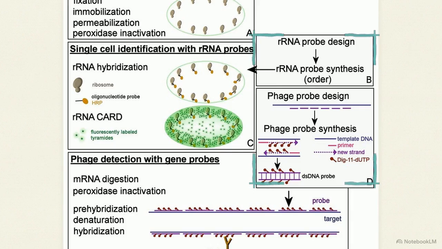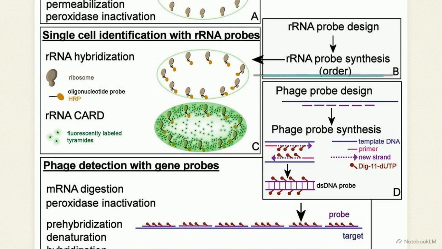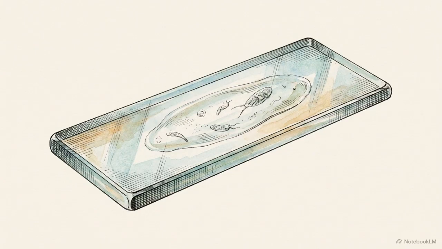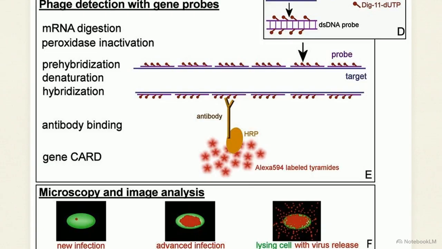The process begins with dual probe design. One set of RNA oligonucleotides identifies the host bacterium. Simultaneously, multiple double-stranded DNA probes target the phage. These microscopic interactions are difficult to see without significant signal amplification. This amplification is achieved through catalyzed reporter deposition.